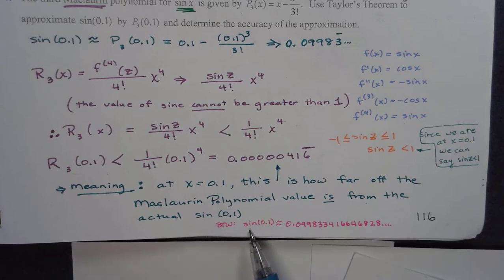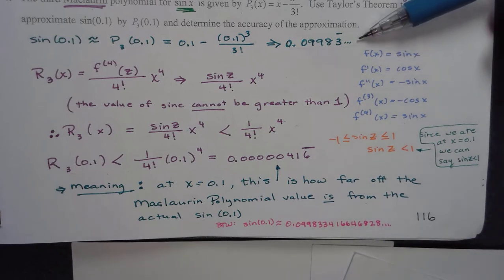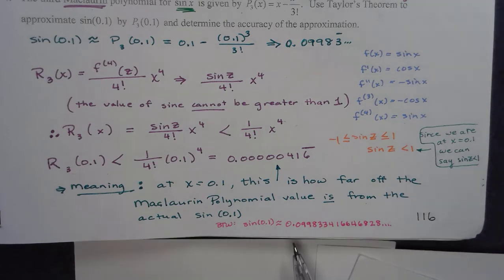By the way, sine of 0.1, if you go to your calculator, it's going to give you this. What did we find as our approximation? 0.99833, and some others. So notice how far off. That's a pretty small error. Lagrange is cool. Taylor's theorem, Lagrange error bound, very cool.